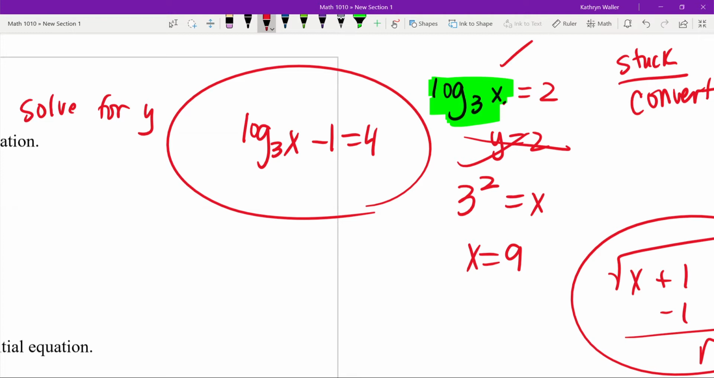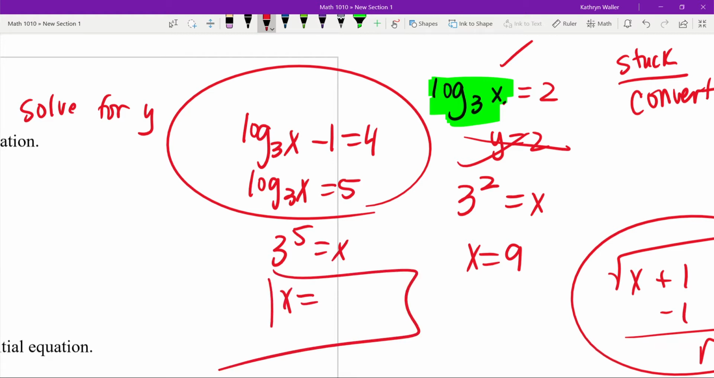So am I stuck? No. Move your 1 over. So now I would have log base 3 of x is equal to 5, and now I'm stuck. And now I would convert, so I would have 3 to the 5th is equal to x, and that would give me some big number, whatever 3 to the 5th is.